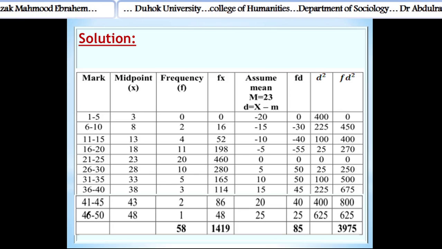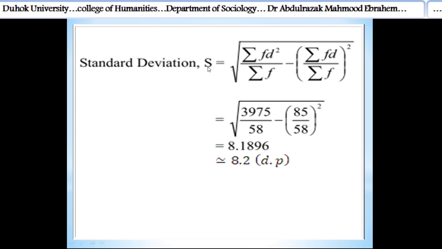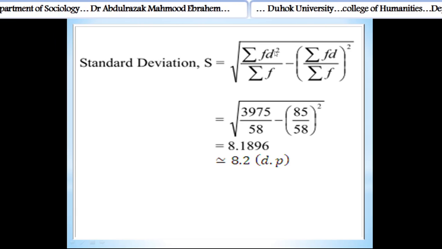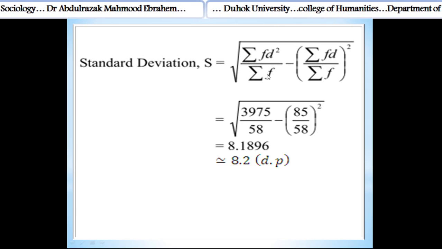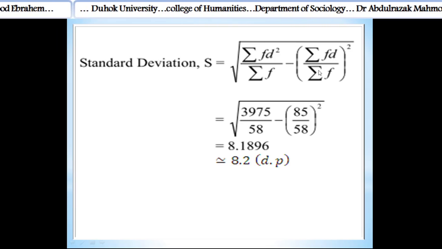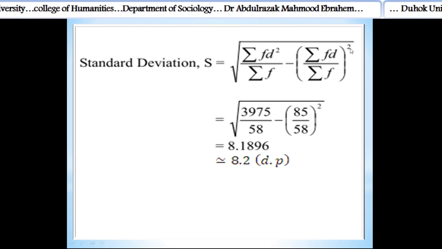After this step, we must write the formula of standard deviation. We say S equals the square root of sigma FD square divided by sigma F, minus all of sigma FD divided by sigma F, and all this squared.